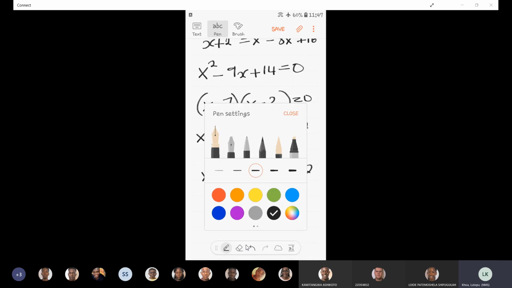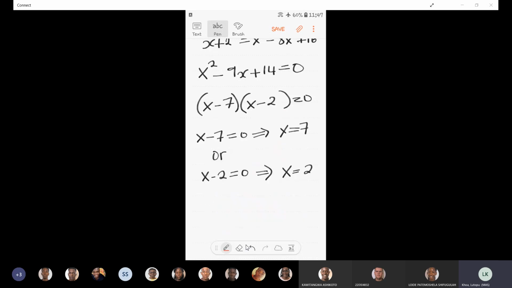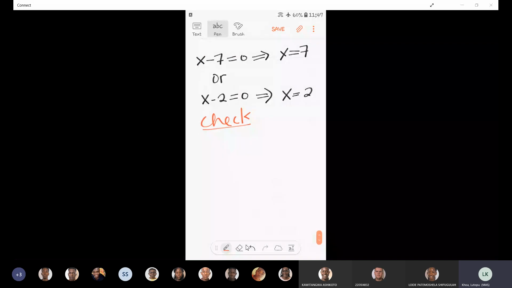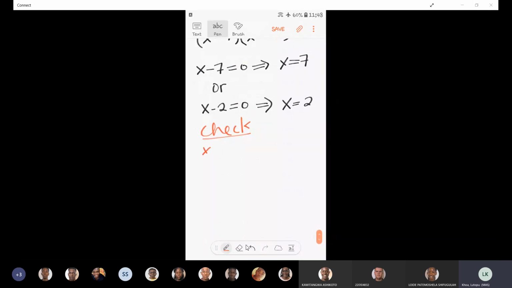And as always, you need to check your solutions. Make sure that they are valid. So we will start with x is equal to 7. And when x is equal to 7, yes?